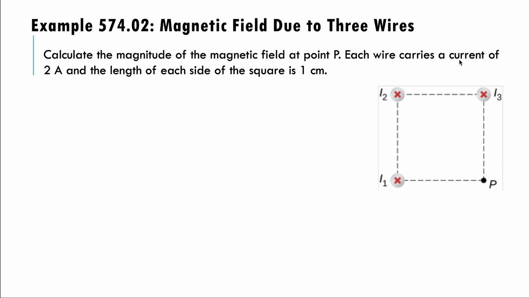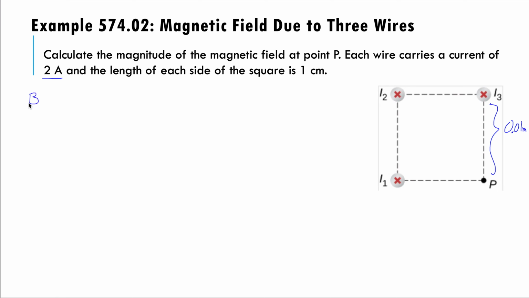They each carry the same current of 2 amps, and we can see from the picture that each current is going into the page, and they're placed along the corners of a square. The length of each side is 1 centimeter, which is 0.01 meters. We want to find the magnitude of the magnetic field produced at point P. So this is not just a finding a directions problem, we also have to find the magnitude.